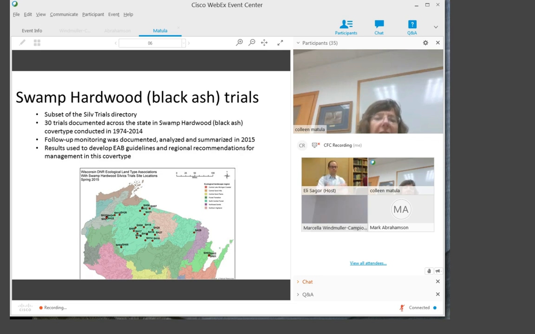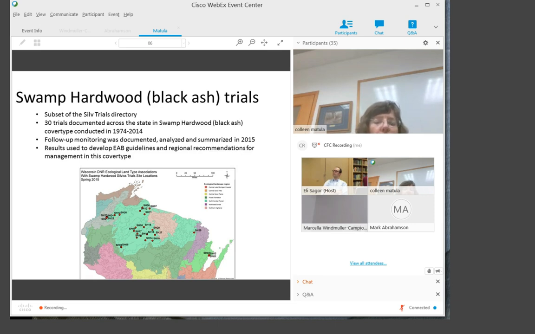So as I mentioned, we have a subset of swamp hardwood or black ash trials that we've looked at over time. Originally, when the Silviculture Trials Directory was developed, I put a call out to all field foresters in our state to send me their management trials in all cover types, but especially swamp hardwood, because we wanted to learn more about this system. Black ash is not an easy cover type to manage because there are so many considerations to think about. So I received some from way back in 1974 all the way through 2014.